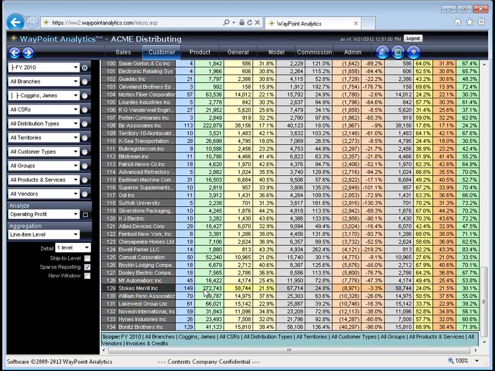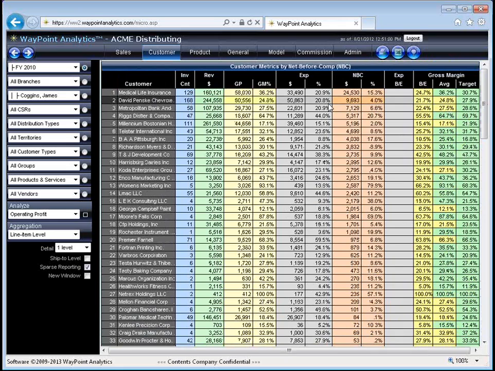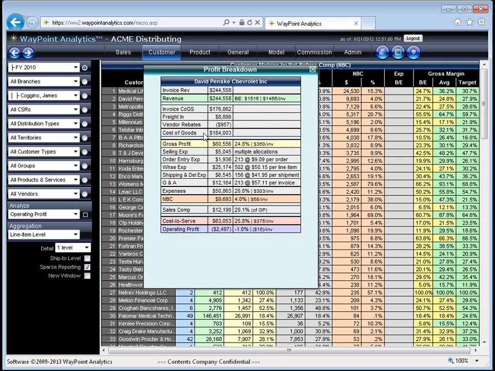So we got a customer here that's $272,000 providing us $51,000 of gross margin, and they're losing money. Let's see what a similar account might look like up at the top end. And there's 2 of them we can look at. We have David Penske Chevrolet. They're $244,000, so it's around the same revenue. And when we look at them, we're making good money on them.